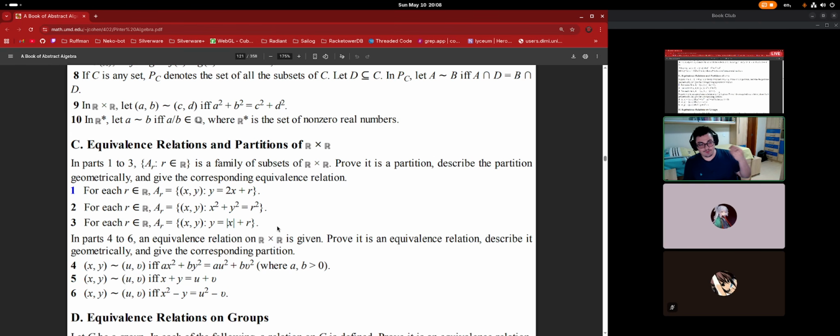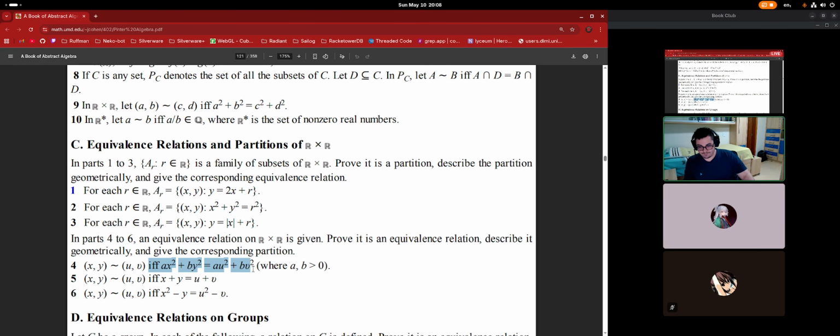And the reason that we do that is because everybody's here mostly for the intuition, and this is the intuition out of this thing. This is a different way of encoding a class in math instead of doing it in English. You say this thing. Okay, so now we have to prove it's an equivalence relation, describe it geometrically, and give the corresponding partition.